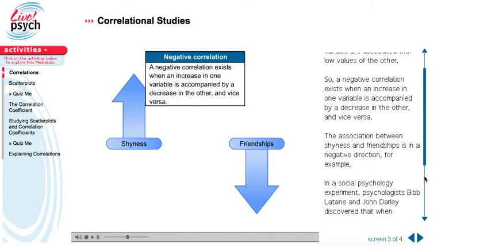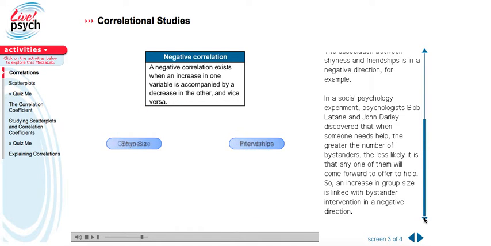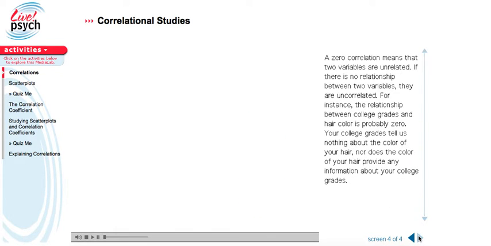In a social psychology experiment, psychologists Bibb Latané and John Darley discovered that when someone needs help, the greater the number of bystanders, the less likely it is that any one of them will come forward to offer to help. So, an increase in group size is linked with bystander intervention in a negative direction.